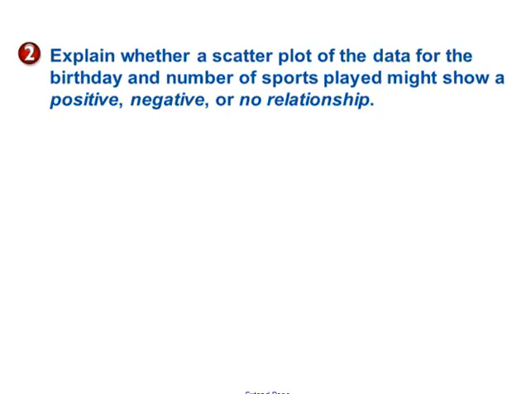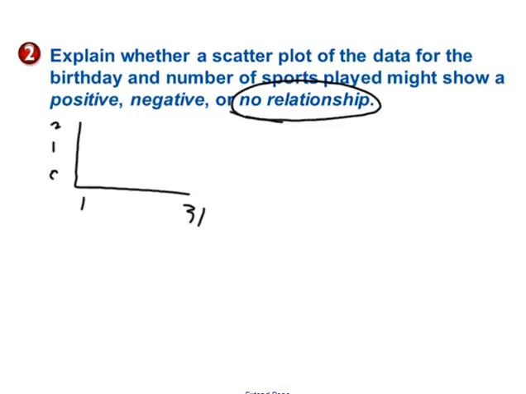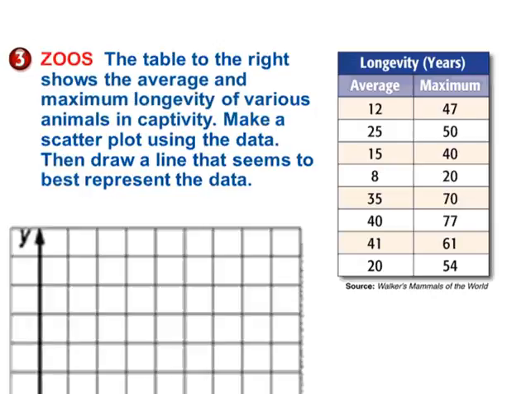Explain whether the scatter plot of data for the birthday and the number of sports played might show a positive, negative, or no relationship. Well, the birth date, of course, can be the first day of the month, or if there's 31 days in the month, the last day of the month. And the number of sports could be 0, 1, 2, or higher. I'm predicting that there's no relationship to the scatter points, because it doesn't matter whether you're born on the 2nd or the 5th or the 12th as to how many sports you play.